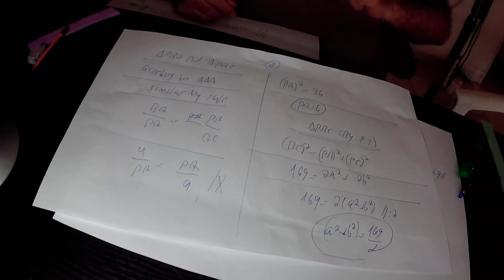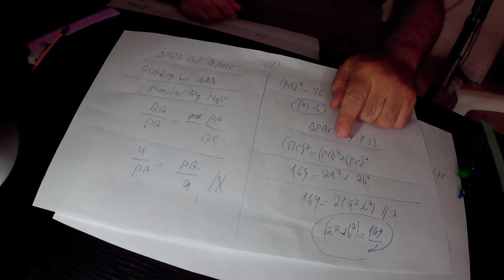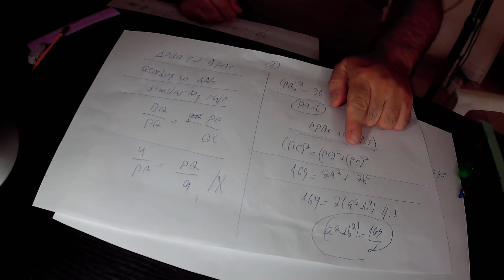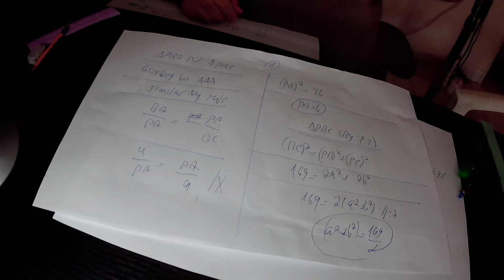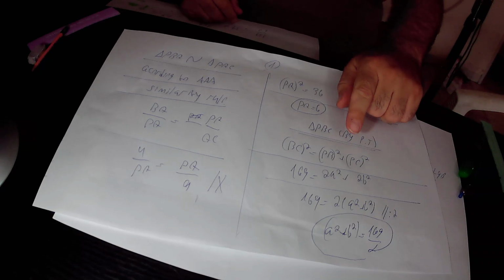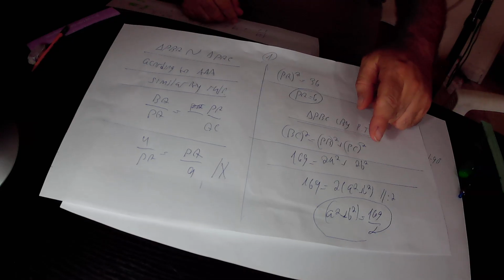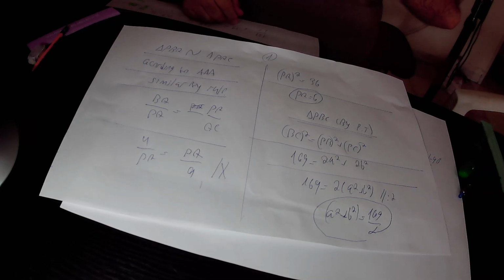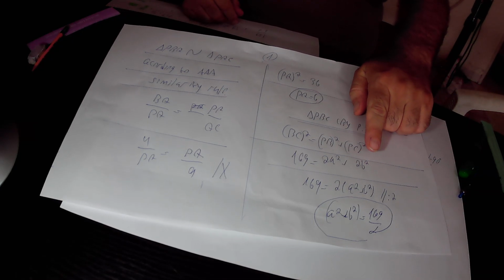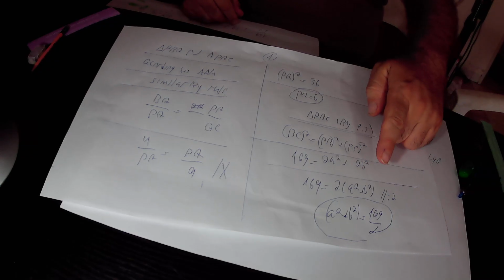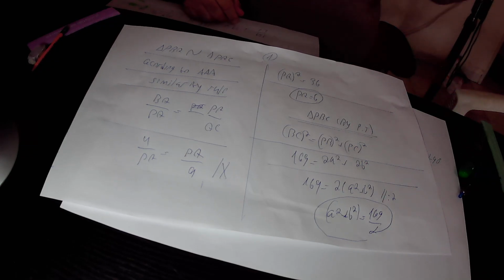PC squared equals 2B squared. So in total, we found out that 169 equals 2A squared plus 2B squared. So 169 equals, here we took 2 as a common factor out of this expression, so inside the brackets we have A squared plus B squared. Here we divided this equation by 2 and finally found out that A squared plus B squared equals 169 over 2.